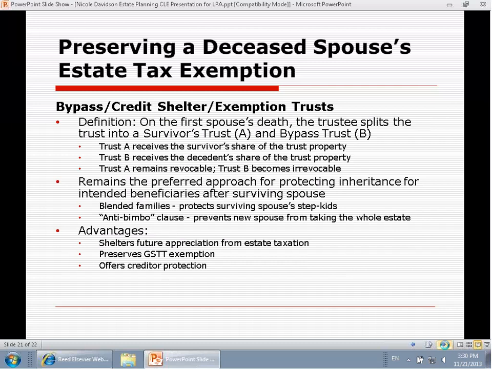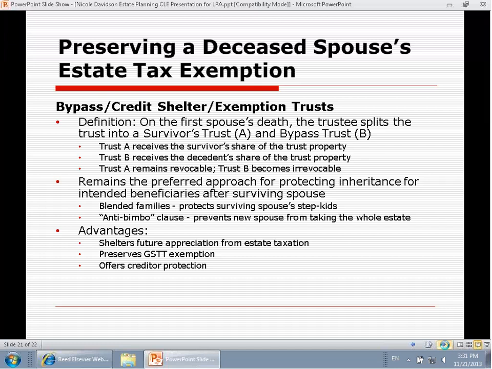The bypass or credit shelter or exemption trust means that when the first spouse dies, the trustee is going to split the trust into a survivor's trust, which I call A, and a bypass trust, which I call B. Trust A is going to receive the survivor's share of the trust property. It may be half, it may be more or less than half. Trust B receives the rest of the property, the decedent's share. Trust A is revocable. Trust B becomes irrevocable when the first spouse dies.